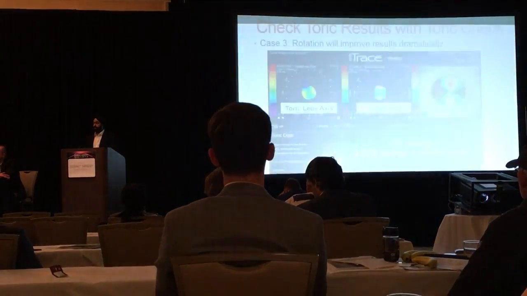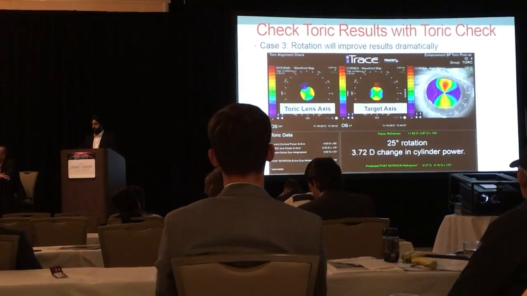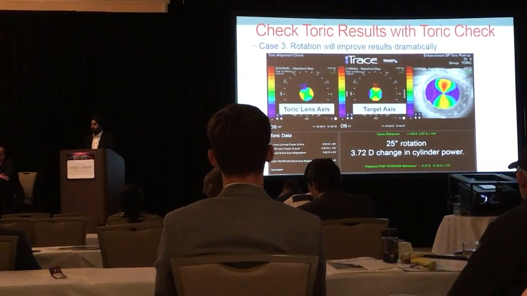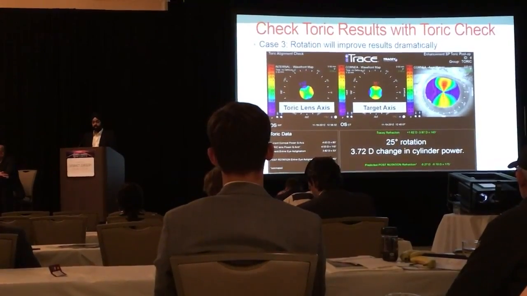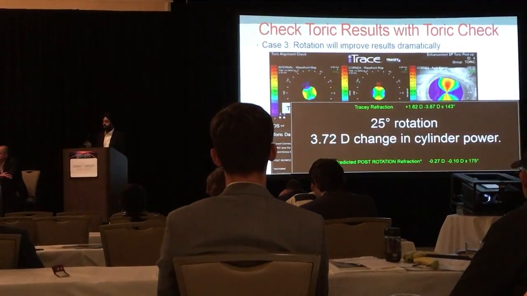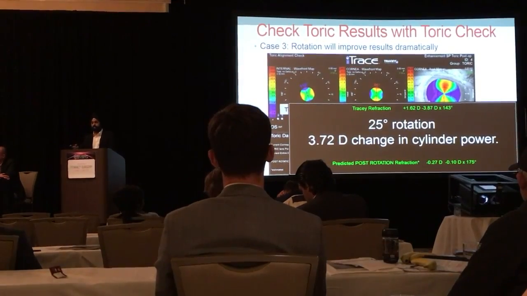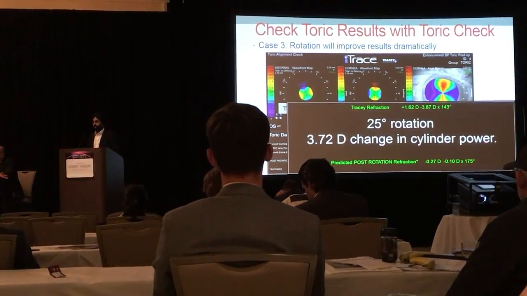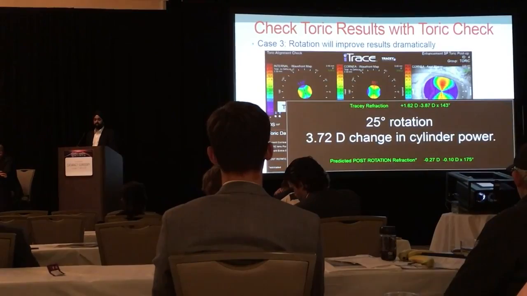Here's an example of a patient where we are off with our alignment. The toric axis here is about 25 degrees away from what the target should be. You should be at 85 and you're way off. So it's telling you, if you rotate this 25 degrees, you will get 3.72 diopters of cylinder power correction. And it tells you your predicted post-op rotational refraction.